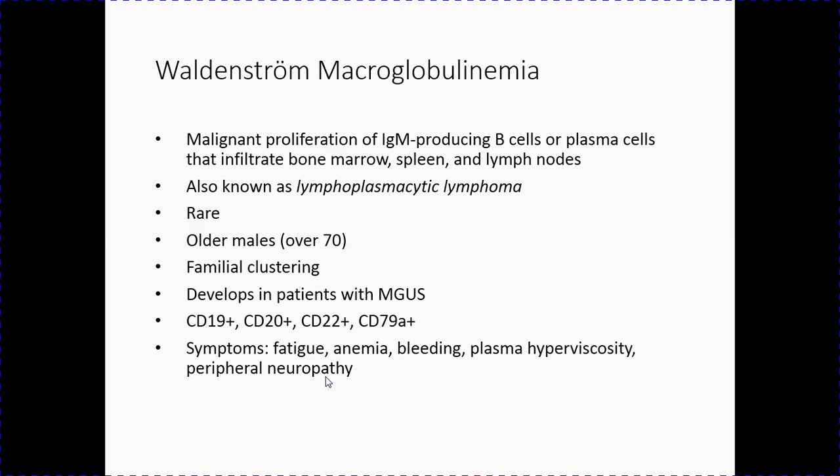Waldenstrom's has symptoms that are not atypical for most of these diseases: fatigue and anemia. If you're anemic, you're going to be fatigued, so those two go hand in hand. Bleeding, because we just talked about the coagulopathy associated with hyperviscosity. When we have hyperviscosity, we suspect there could be bleeding disorders, whether there's thrombocytopenia or not, because of the impaired coagulation process, and also some peripheral neuropathy is associated with it.